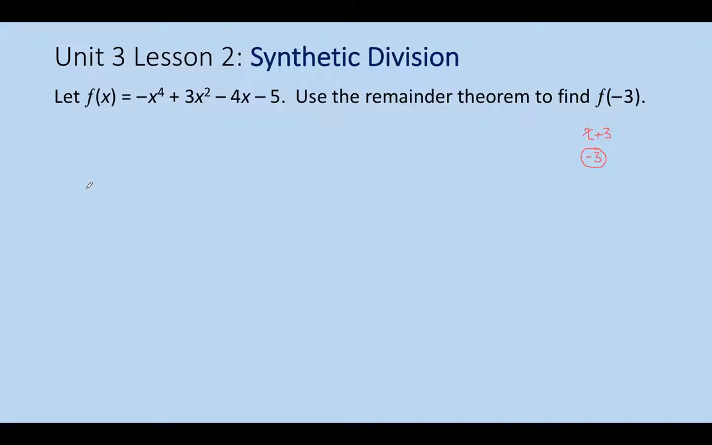And so I'm going to go ahead and set up my stuff here. I got negative 3, and then I've got each of the coefficients. I got negative 1, positive 3, negative 4, and negative 5. All right, so whatever my remainder is down here, that's going to be the answer to f of negative 3. So I got negative 1, negative 3 times negative 1 is positive 3.